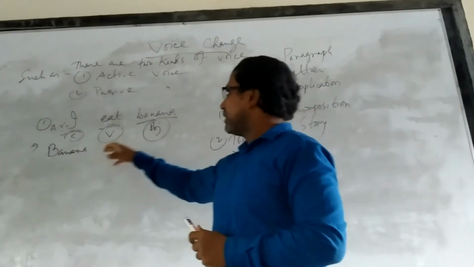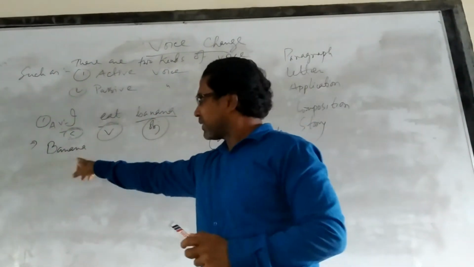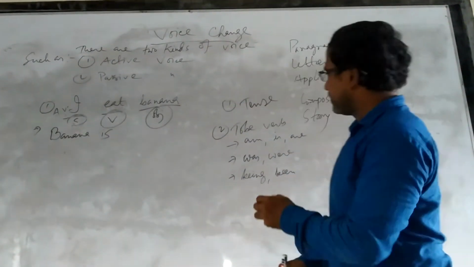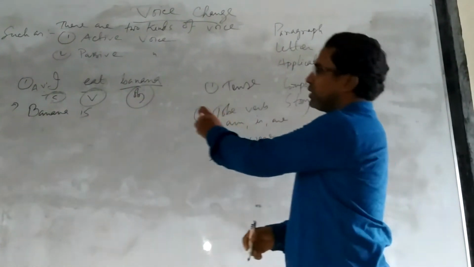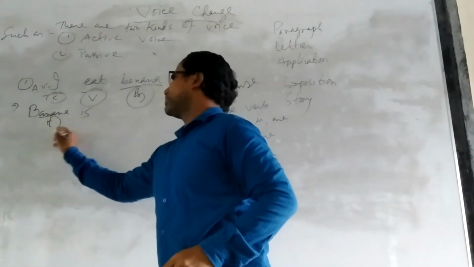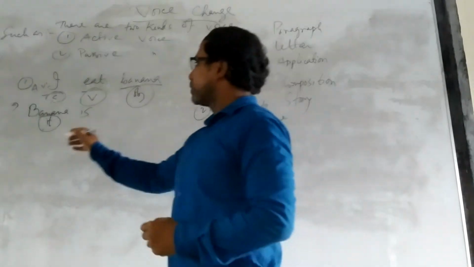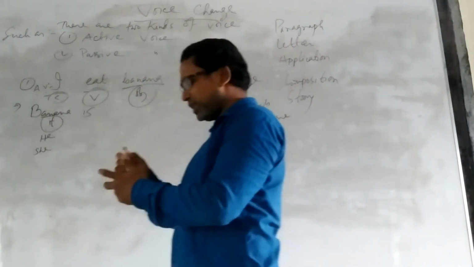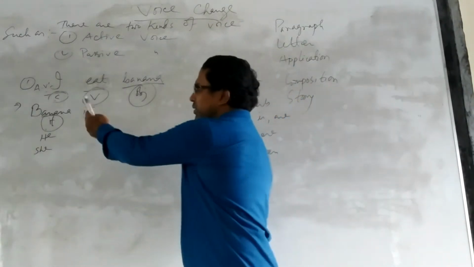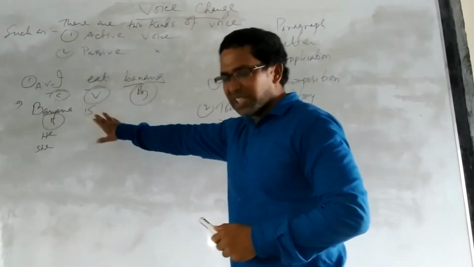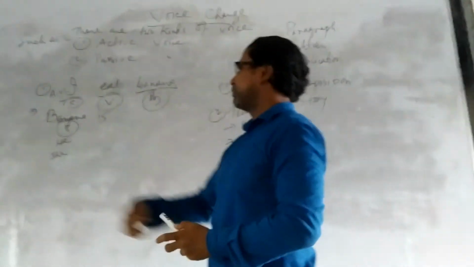So you can see here the subject is banana. For this banana, you have to take the help of is. You have to take is as a to be verb, because the subject is banana, and banana's pronoun is it. We know that is is used for third person singular, that means he, she and it. So for banana, we have taken is as an auxiliary verb or to be verb.